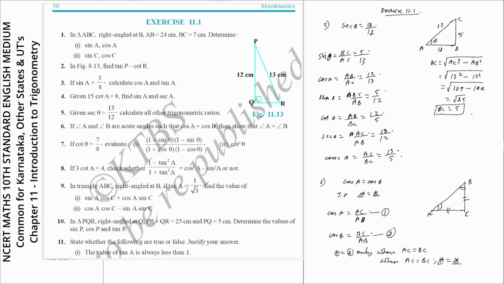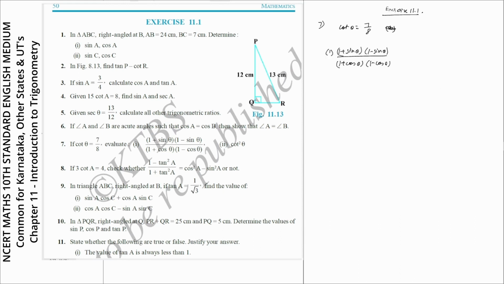See, 1 is equal to 2 means AC by AB is equal to BC by AB. See, in both the denominators are equal, AB. Only when the numerators are equal, then cos A will be equal to cos B. That's why when AC is equal to BC, then 1 and 2 will be equal. That means angle A will be equal to angle B.